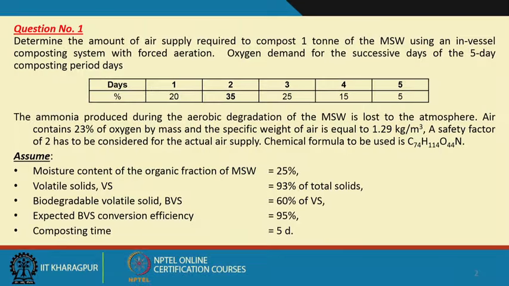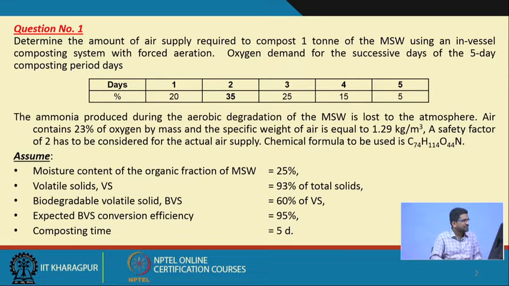Now we will look into question number 1. We have to determine the amount of air supply required to compost 1 ton of municipal solid waste using an in-vessel composting system with forced aeration. The oxygen demand for the successive days of the 5-day composting period has been provided in this table. The ammonia produced during the aerobic degradation of MSW is lost to the atmosphere, air contains 23% oxygen by mass, the specific weight of the air is 1.29 kilogram per meter cube, and a safety factor of 2 has been considered for the actual air supply.